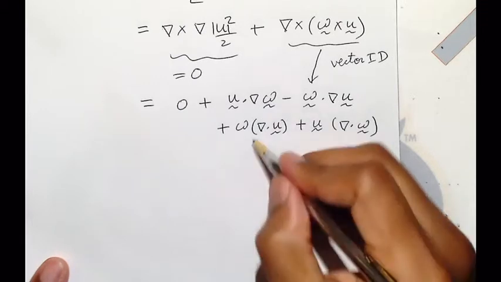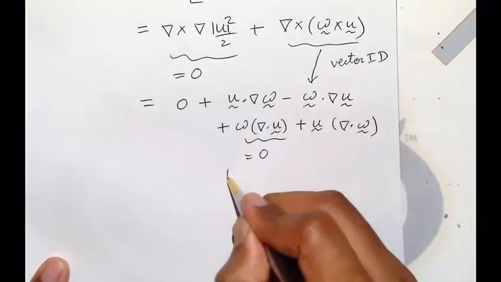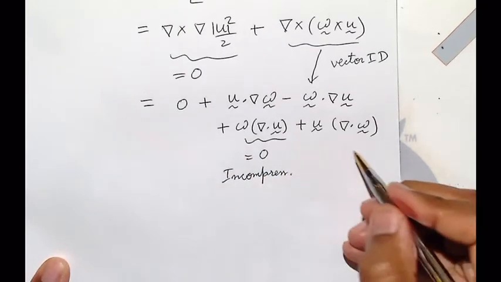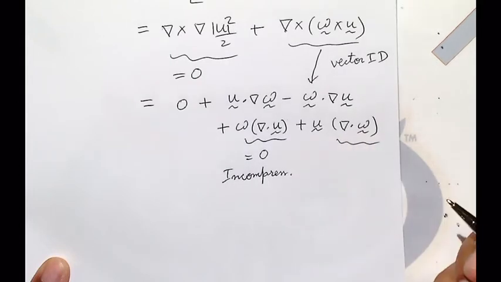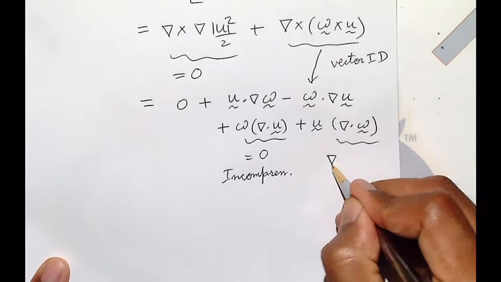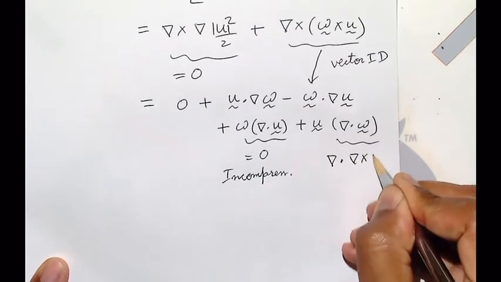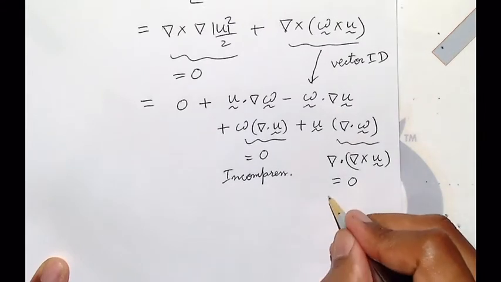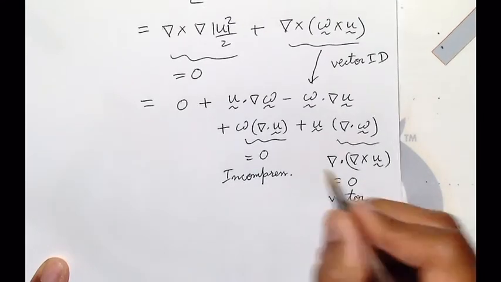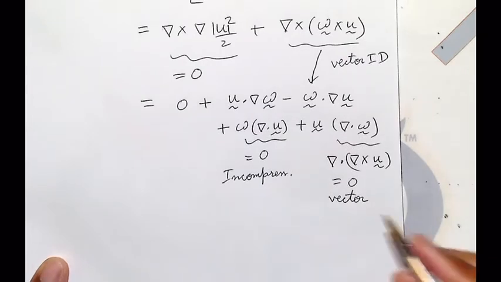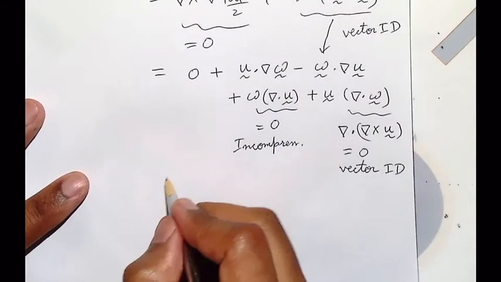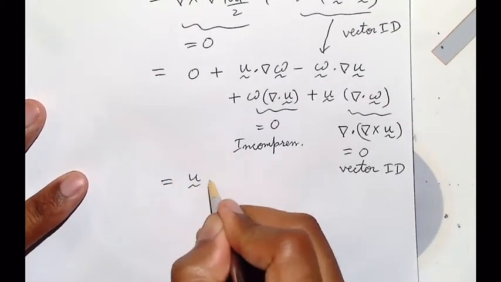Divergence of u is 0 because of incompressibility. And this is 0 because? Nabla dot nabla cross u. Ah, yes. This is also 0 because this is another vector identity. Again, you can expand it out and you will see that it evaluates to 0. So in the end, we have these final 2 terms remaining.